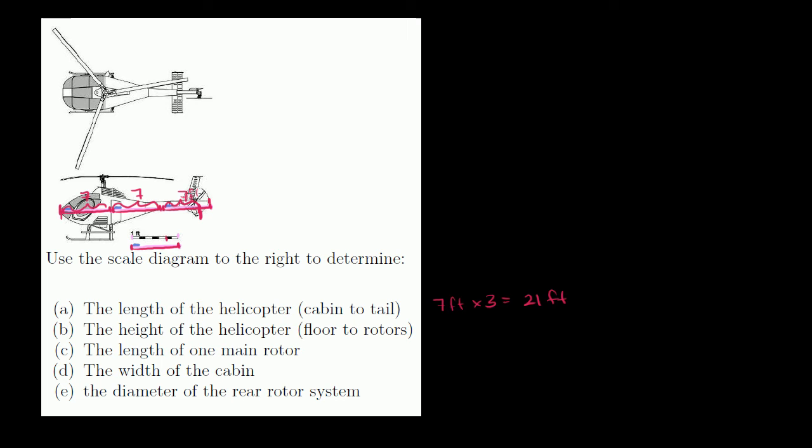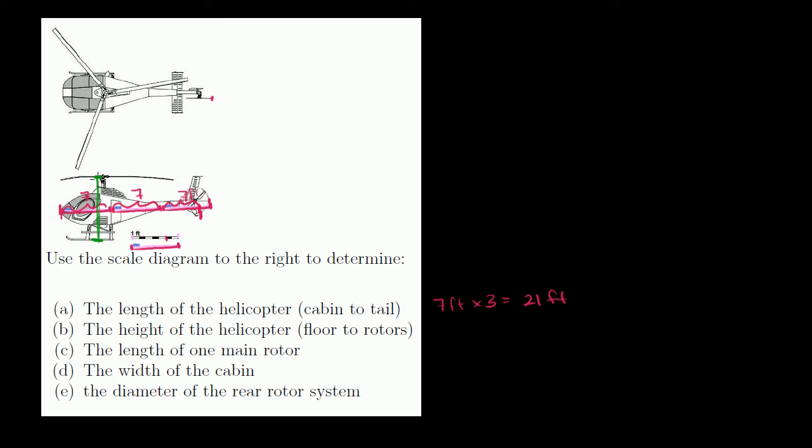I'd go with part 1, because if you go all the way to the tip of the rear rotor right there, then you're going to get 21. You're going to get 3 of these lengths. Let's do part B, the height of the helicopter, floor to rotors. I'll go from down here to the rotors. They might be talking about this floor, but who knows? So what is this distance right here in feet?